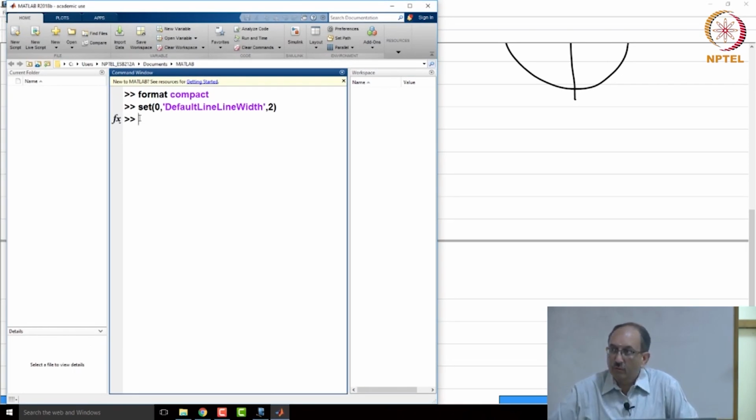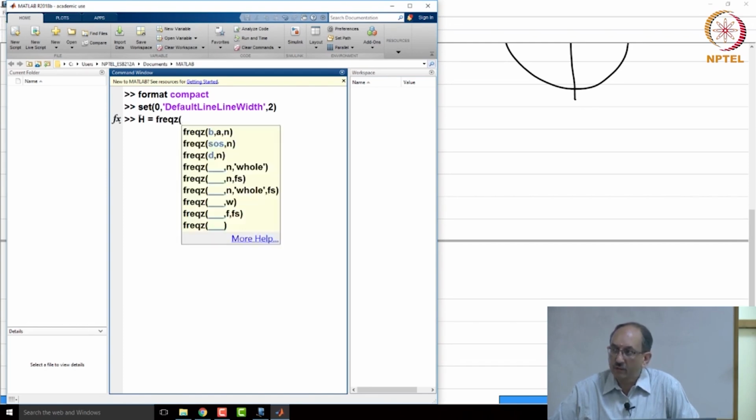So, we are going to use the freqz function. H is the function that is going to have the complex frequency response. So, this is freqz. Freqz takes the format b comma a comma n.